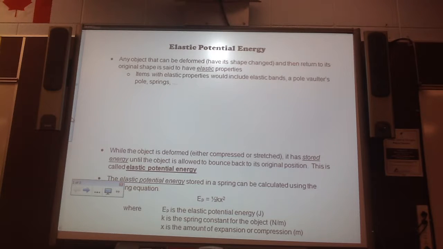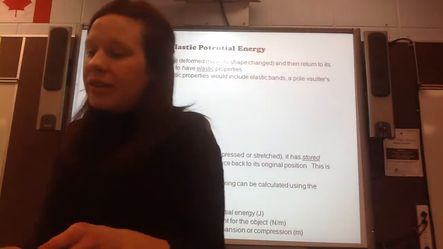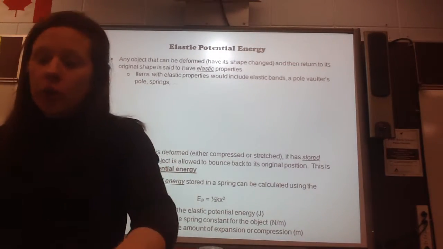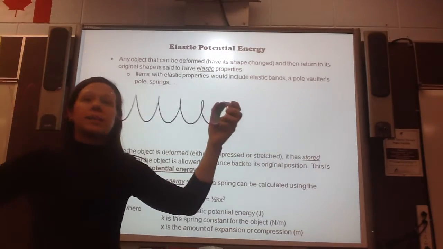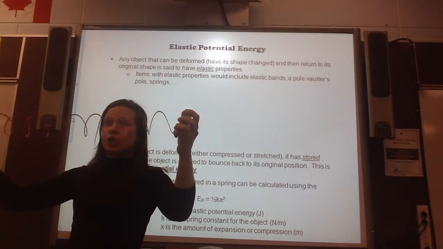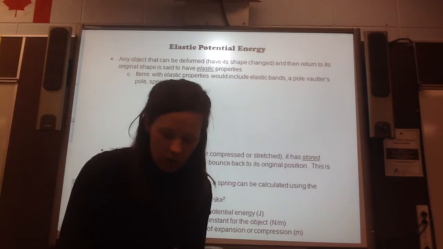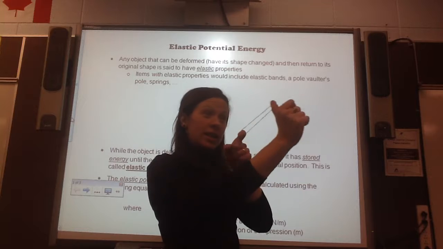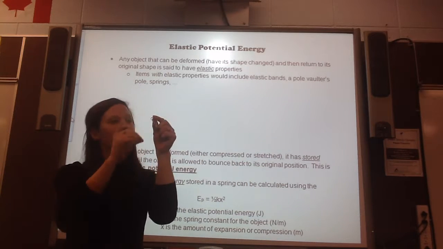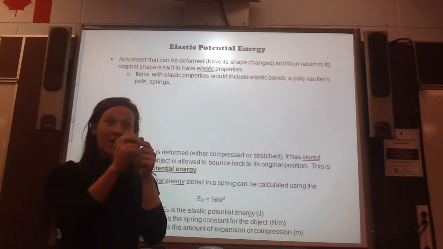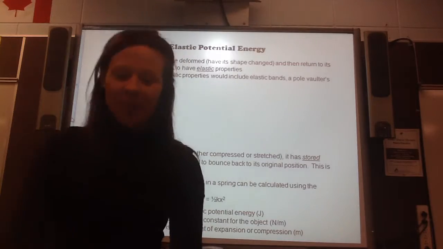Okay, so any object that can be deformed, have its shape changed, and then return to its original shape is said to have elastic properties. So this has elastic properties because I can change its shape, but then it can go back to its original form. Okay? This has elastic properties because I can change its shape, but it goes back to its original form. Potential energy, kinetic if I let it go. Okay?